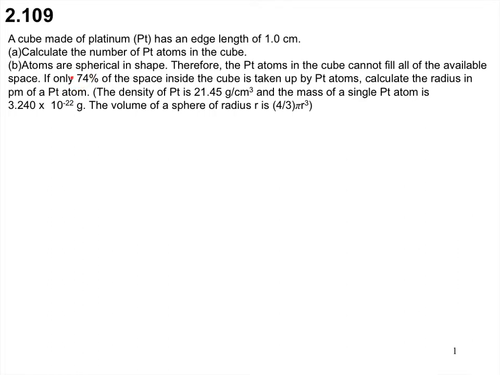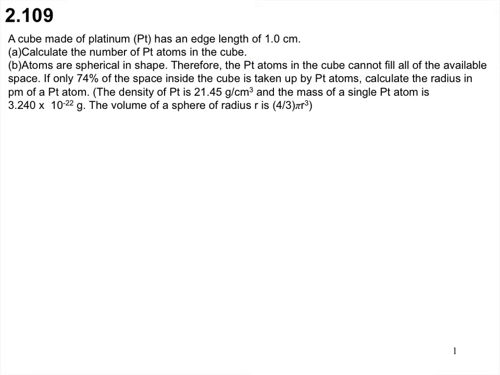that only 74% of the space inside this cube is taken up by the atoms, and all the atoms can be treated as a sphere. Okay, so right here as a sphere, spherical in shape. Okay, let's look at part A, which is relatively easy to calculate.